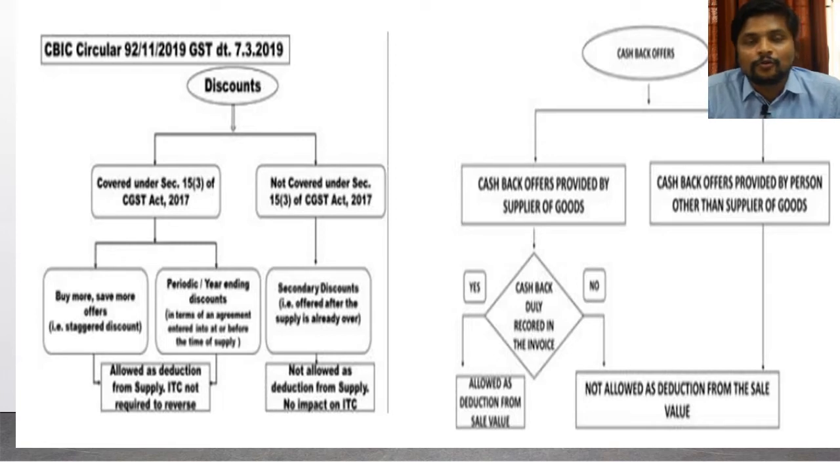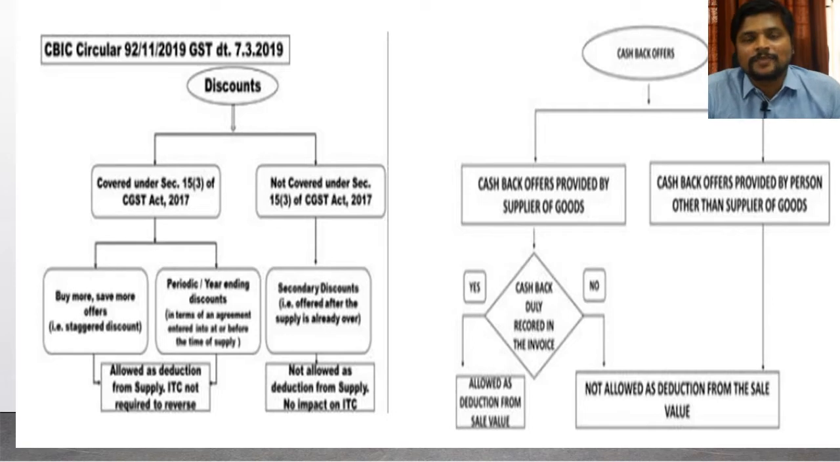That cashback will also be mentioned in the invoice. Either the cashback can be provided upfront, immediately, or it may come back to you after 1 month, 3 months or 6 months, whatever time duration the brand, the supplier of goods, has mentioned. Whatever the case may be, if that is duly recorded in the invoice, then that amount will not be included while calculating the GST, while arriving at the valuation of the supply.